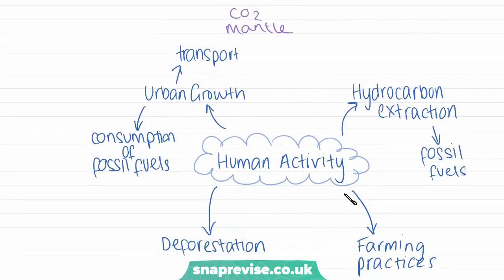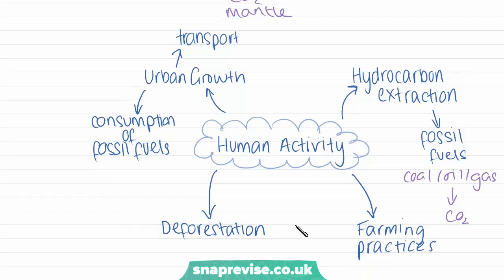So now I'm going to give you a few human activities which are causing the movement of carbon. These include hydrocarbon extraction. So this is extracting fossil fuels such as coal, oil and gas from their stores deep in the lithosphere and using them for combustion, the consumption of fuels for energy, and this is releasing the carbon stored within the fossil fuels back into the atmosphere as carbon dioxide.